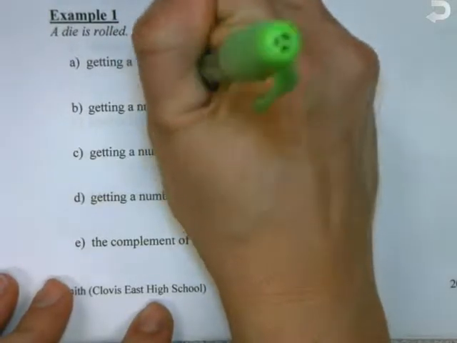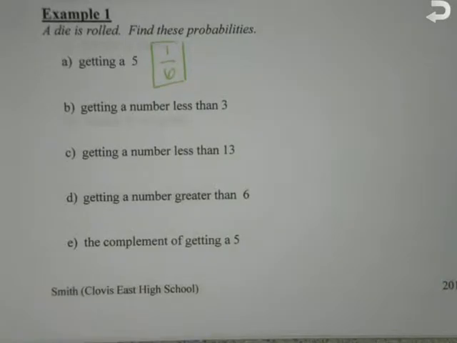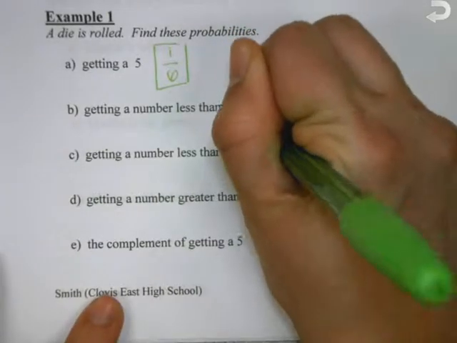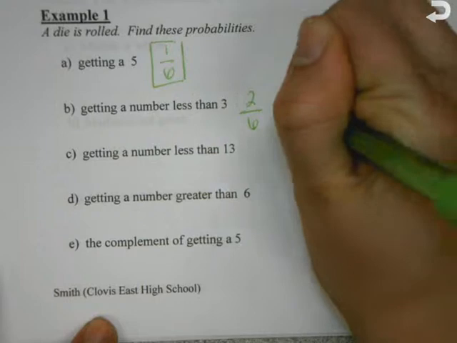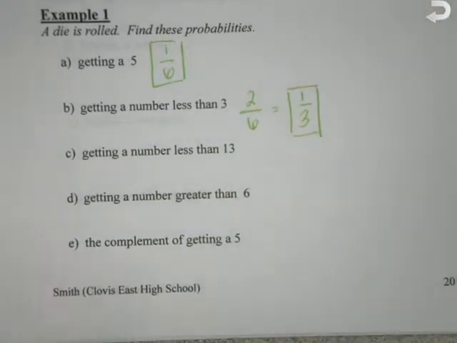What is the probability of rolling a number less than 3? What numbers are less than 3? 1 and 2. So there's 2 out of 6, and you do want to reduce that to 1/3. So with probability, after you're done manipulating the fractions in the ways that I'm going to show you, you always want to reduce as much as possible in the end. Okay, so your fraction should always be reduced.